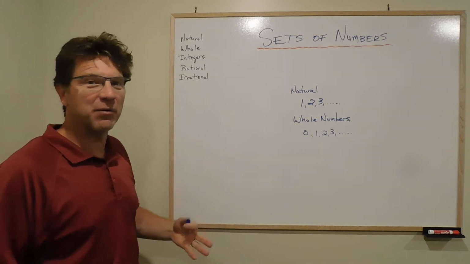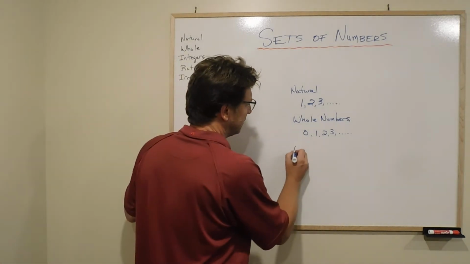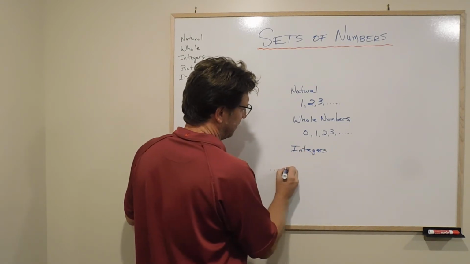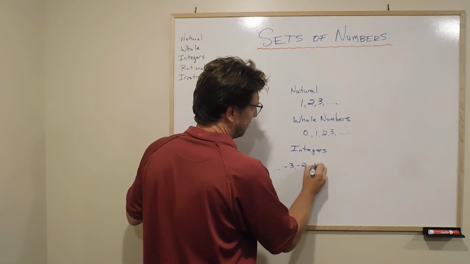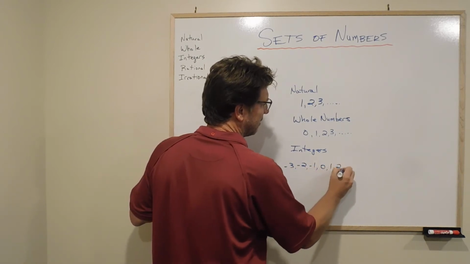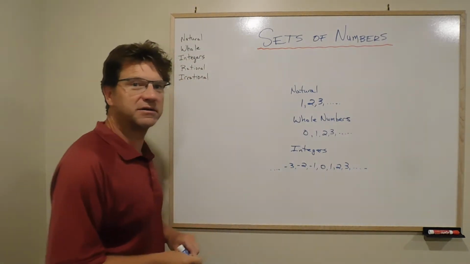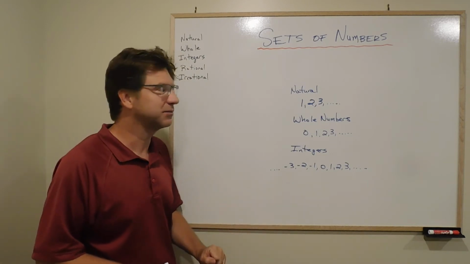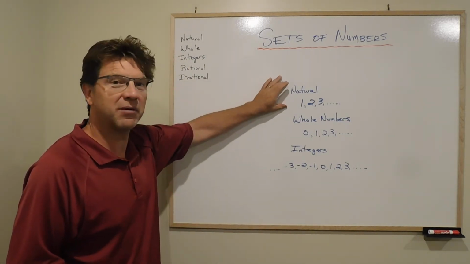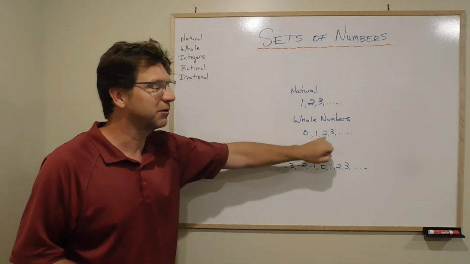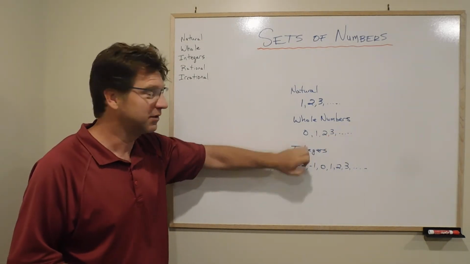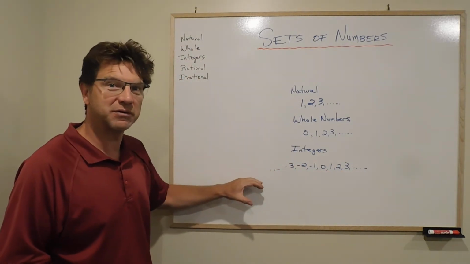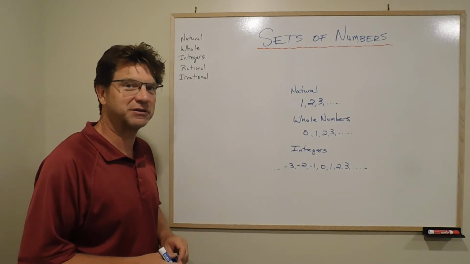The next set of numbers are integers. Now integers are your negatives and 0 and your positive numbers. One thing you'll notice is there are no decimals and there are no fractions. Okay? So natural numbers are just your counting numbers. Whole numbers are your counting numbers, 1, 2, 3, 4, 5, plus the 0. Integers are your positives, the 0, and your negative numbers, okay? But there are no decimals or fractions, okay?